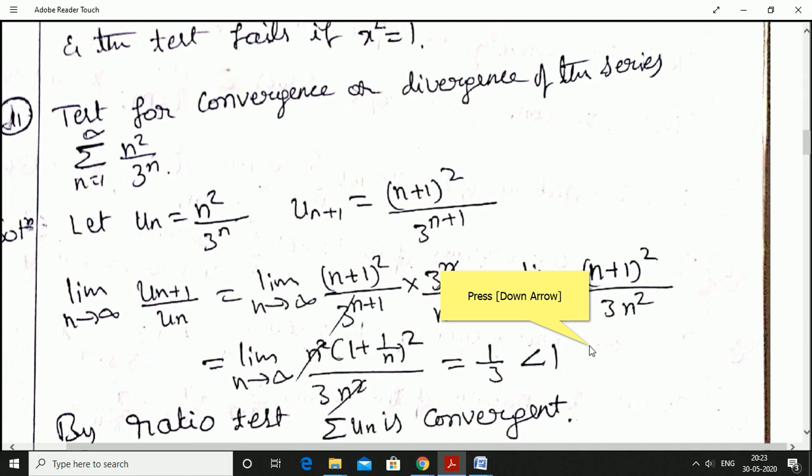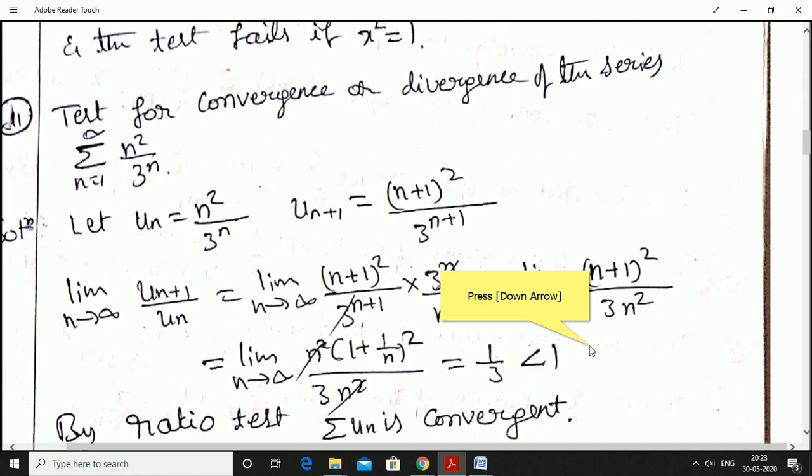Limit as n tends to infinity, u(n+1) is (n+1) whole square divided by 3 to the power of n+1, into the reciprocal of the un term, it is 3 power n divided by n square. 3 power n cancelled. And (n+1) whole square divided by 3 into n square. Limit as n tends to infinity, take n outside in the numerator, n square into (1 plus 1 by n) whole square divided by 3 n square. n square cancelled. After applying the limit, the answer will be 1 by 3.